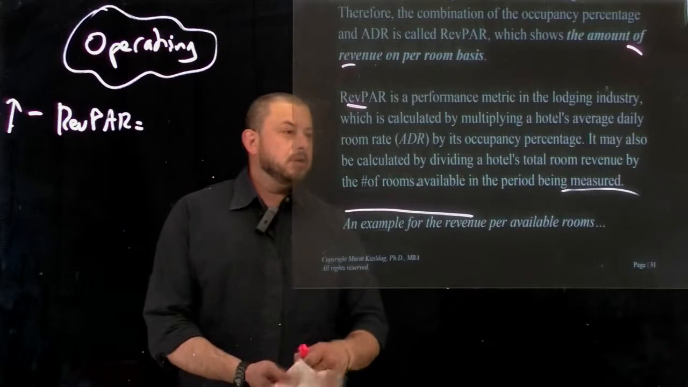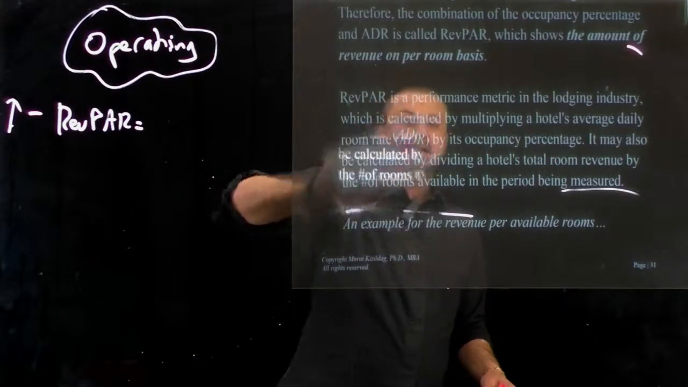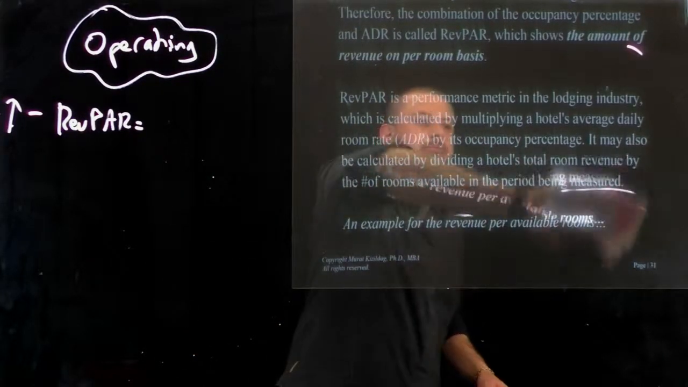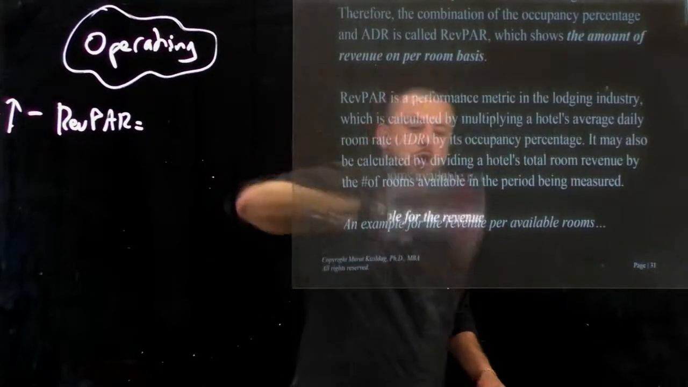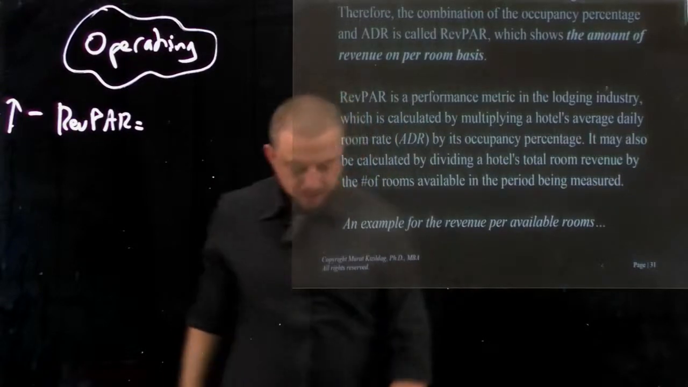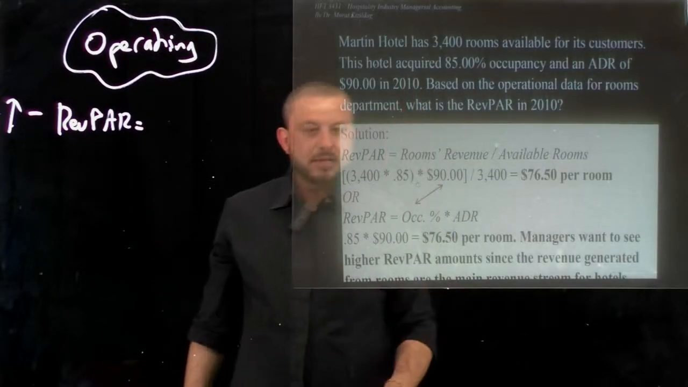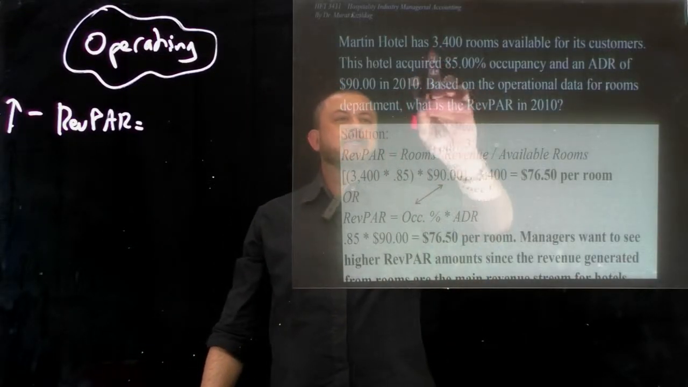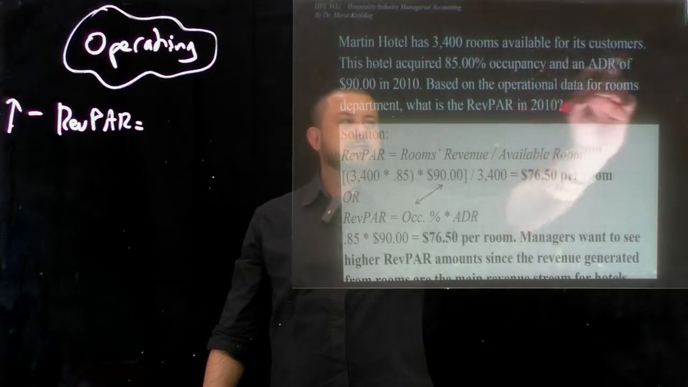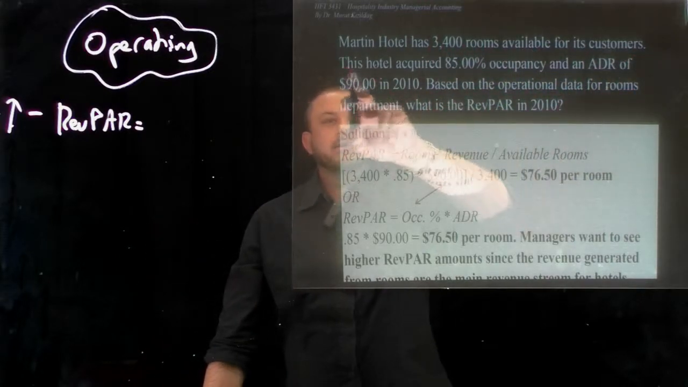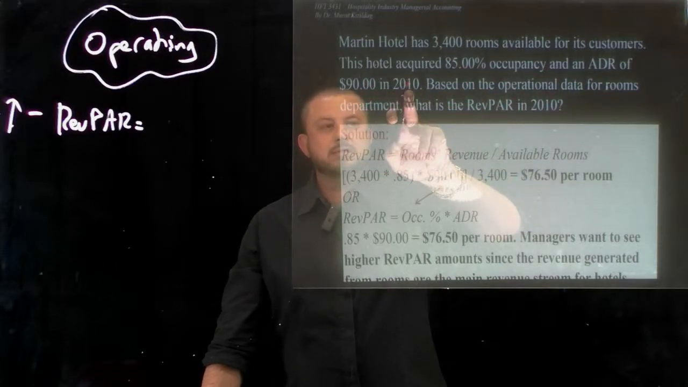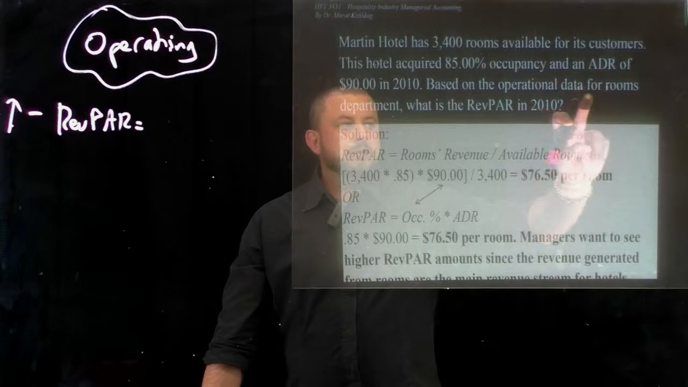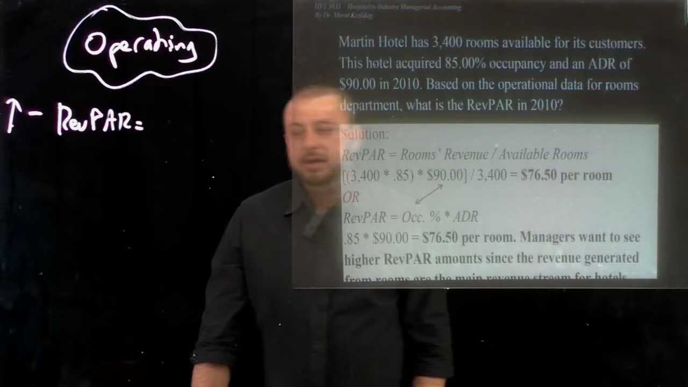But before the example, I'd like to mention a couple of things. RevPAR is calculated in many different ways. I'm going to show you the two common ways of calculating RevPAR based on Martin Hotel. Take a look. Martin Hotel has 3,400 rooms available for its customer capacity. This hotel acquired 85% occupancy and an ADR of $90 in 2010. Based on the operational data for the rooms department, what is the RevPAR in 2010?